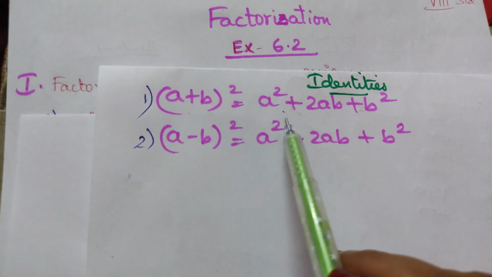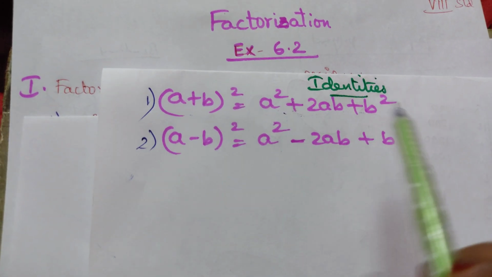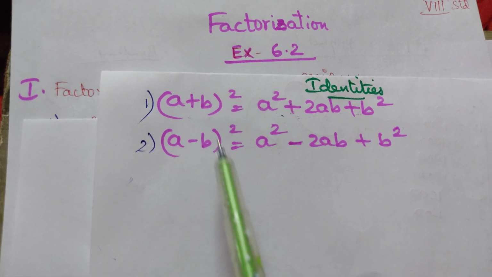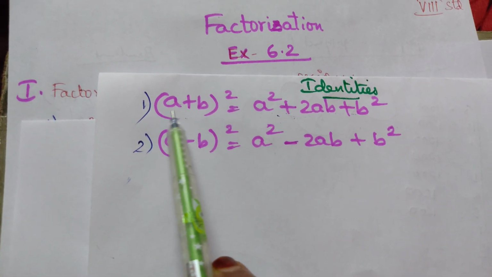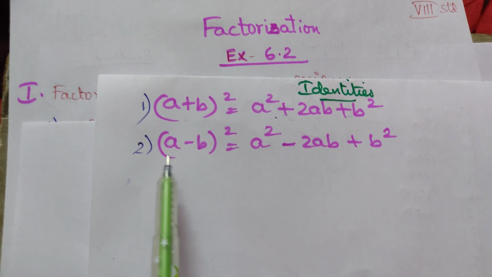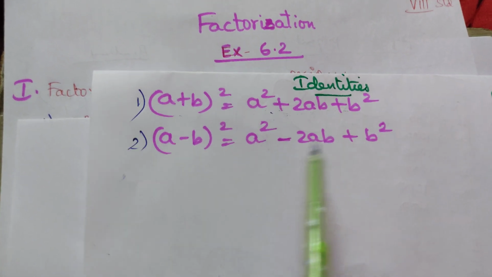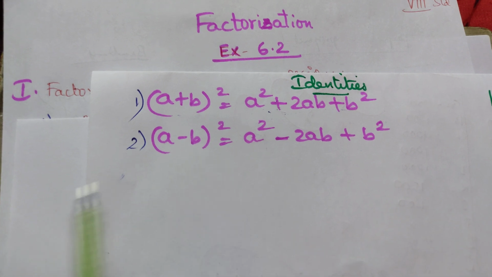(a plus b) the whole square is equal to a square plus 2ab plus b square, and (a minus b) the whole square is equal to a square minus 2ab plus b square. So you see, in this identity all are plus, and in this identity there is a minus sign and a plus sign for (a minus b) the whole square.